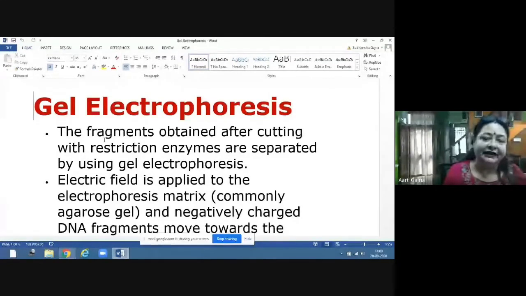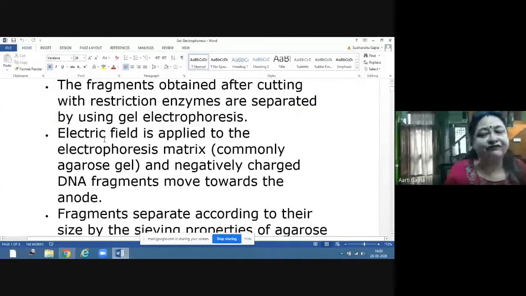In gel electrophoresis, we use the electric field, which is applied to the electrophoresis matrix. What is a matrix? Matrix is the medium. Generally the medium used here is agarose gel. Agarose gel is a natural polymer which we get from seaweeds, and it is commonly used as a matrix for electrophoresis.